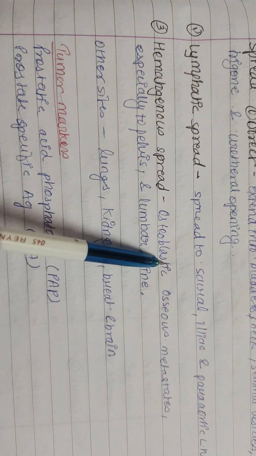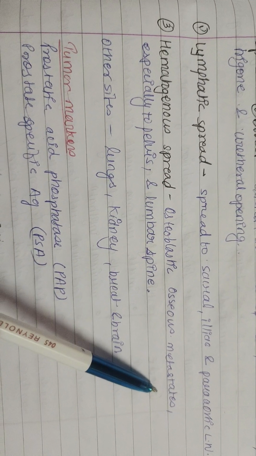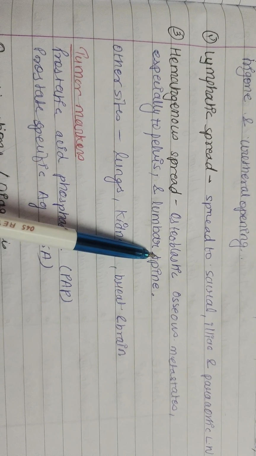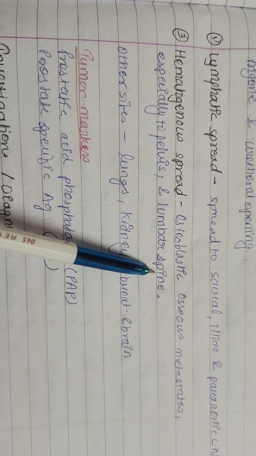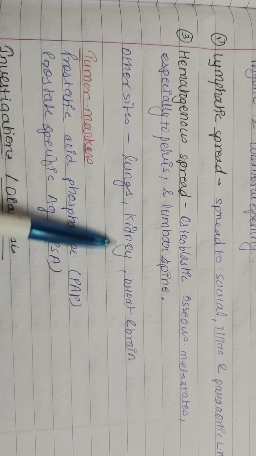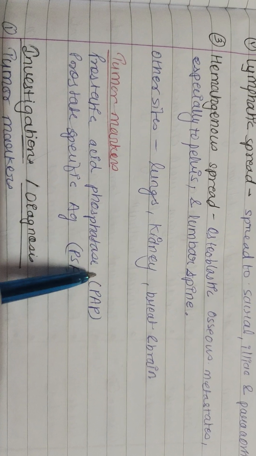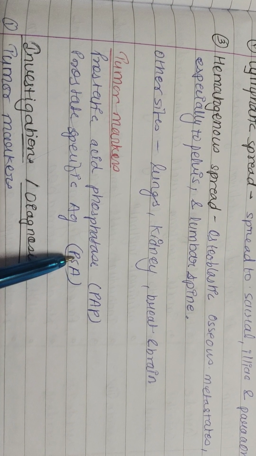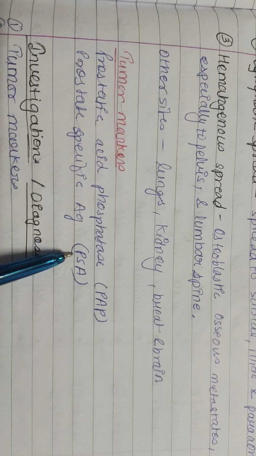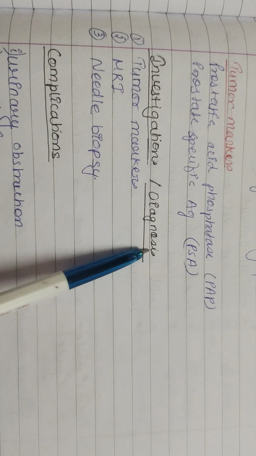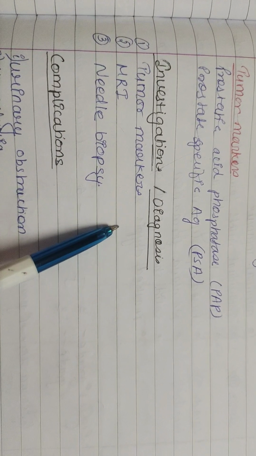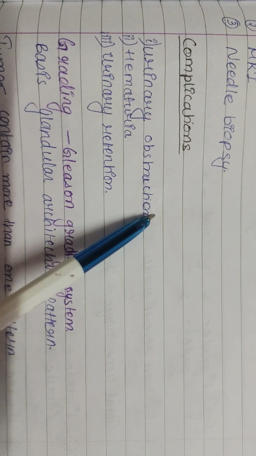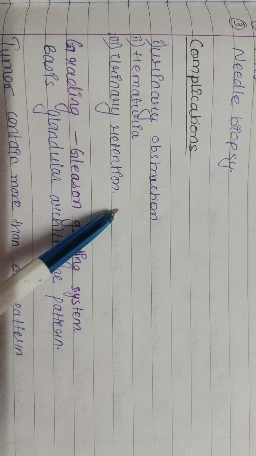Hematogenous spread is to osteoblastic, osseous metastases, especially to the pelvis and lumbar spine, which leads to lower back pain in prostate carcinoma patients. Other sites are lung, kidney, breast and brain. Tumor markers for prostate carcinoma are prostatic acid phosphatase and prostate specific antigen. Other investigations for diagnosis are tumor markers, MRI and needle biopsy. Complications of prostate carcinoma are urinary obstruction, hematuria and urinary retention.